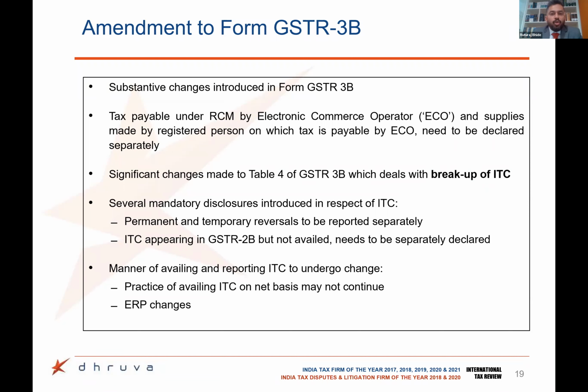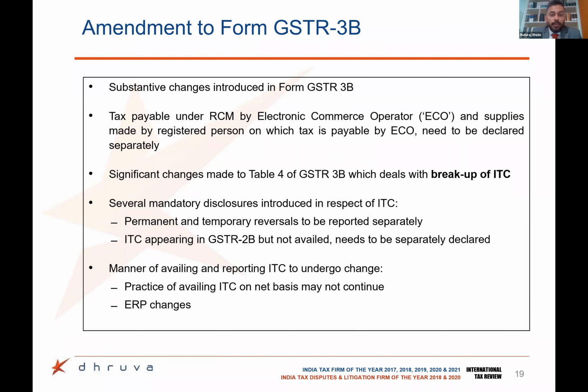In GSTR 3B, as all of us know, in part 4, we are required to report input tax credit which is availed, input tax credit which is reversed, what is the net input tax credit, and then there are some general declarations which are mentioned in GSTR 3B. These have been changed now, and several mandatory disclosures have been incorporated in GSTR 3B. So typically, by and large, most organizations were availing input tax credit on a net basis.